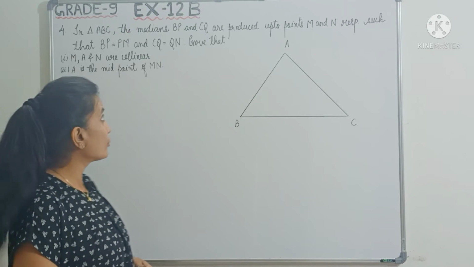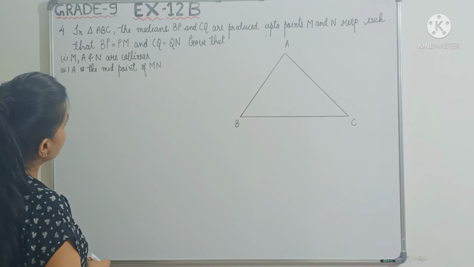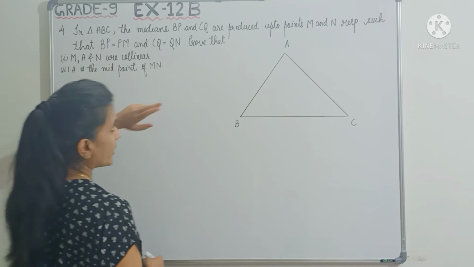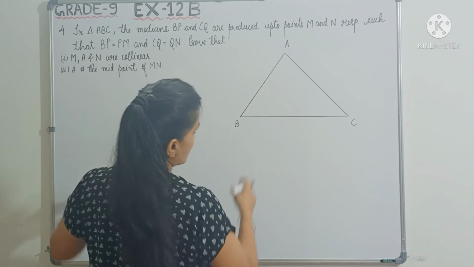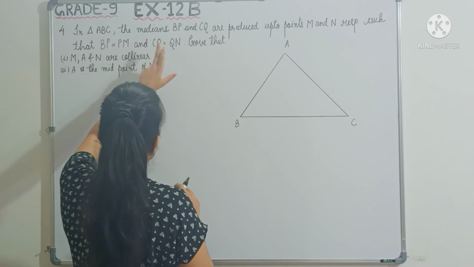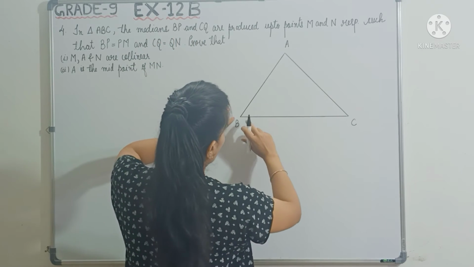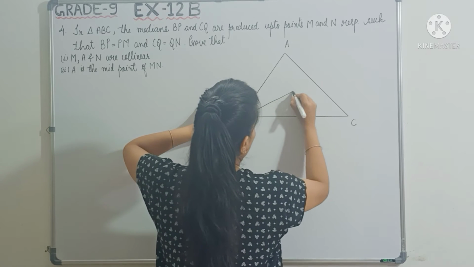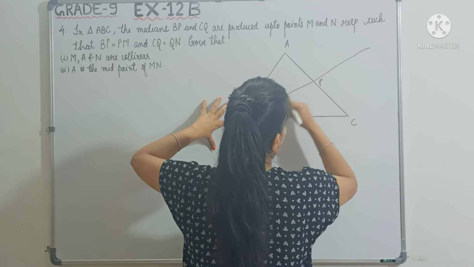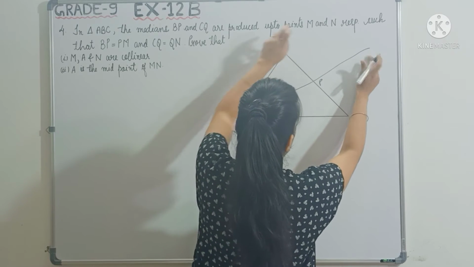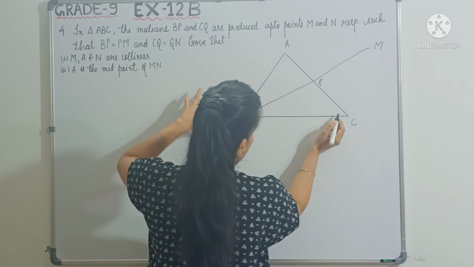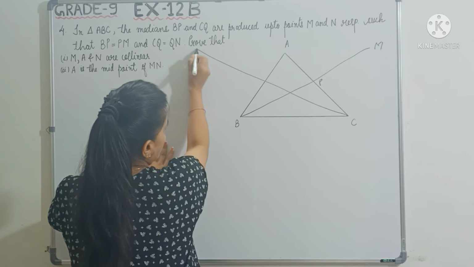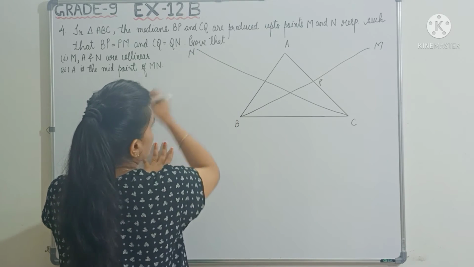Now question number 4 is, in triangle ABC, the medians BP and CQ are produced up to points M and N respectively. So let's take a triangle ABC. Here medians BP and CQ. BP means I have to draw a median from here. So BP is produced up to a point M. Let's say this point is M. And similarly the median CQ is produced up to a point, let's say N.